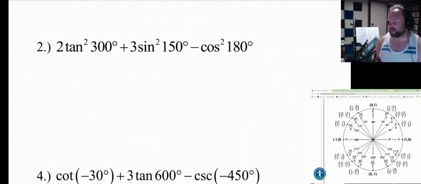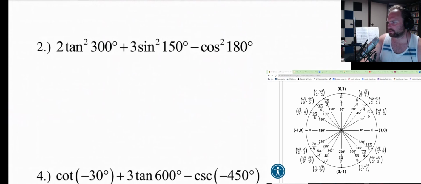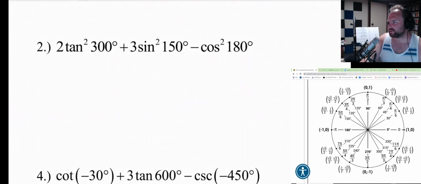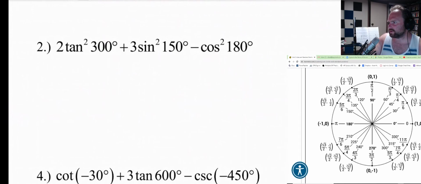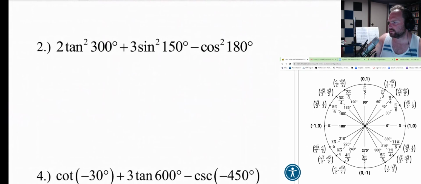But again, I'm going to keep my unit circle, let me see if I can make it a little bigger, because I want to be able to read it with a little bit less difficulty here. Maybe I'll cover me up a little bit. There we go. That works. Just a little better there.